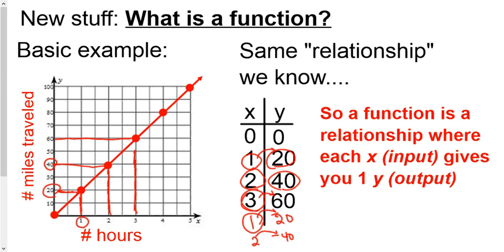So the generic definition is a function is where every x value gives you one y value. It means if you look at that x value again, you're going to get the exact same y value. And instead of saying x and y, they're going to say a function is a relationship where each input gives you one output. That's all that it is.